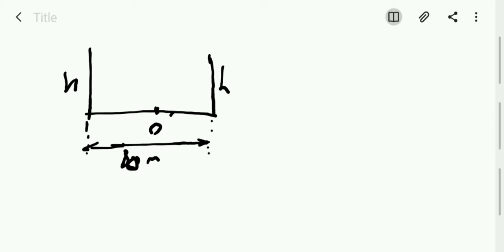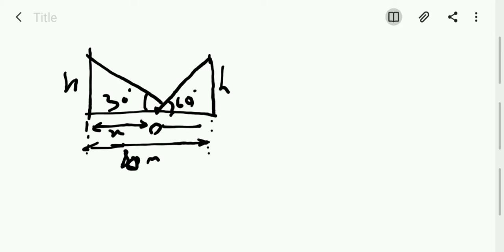The angles of elevation of the tops of the poles are 60 and 30. So one angle of elevation is 60 degrees and the other is 30 degrees. I'll name the distance from here to point O as X and from point O to the other pole as Y. So X plus Y is equal to 80 meters.